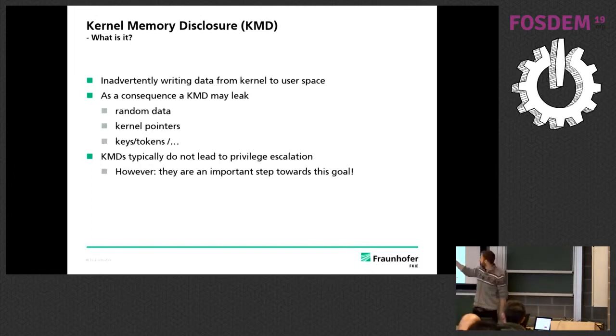Also, it can happen that you leak more sensitive stuff, maybe crypto material, and so on and so forth. Typically, those bugs do not lead directly to an exploitation or a privilege escalation, but on modern systems that have kernel ASLR, they are a step towards this goal. In order to do some privilege escalation, you have to know where the kernel lies in memory, and you need to get kernel pointers and so on and so forth.